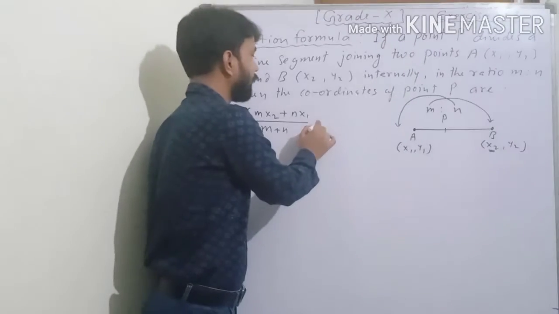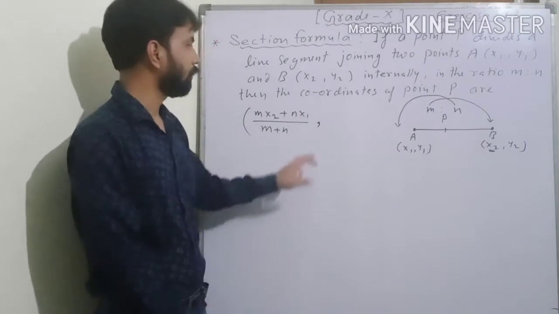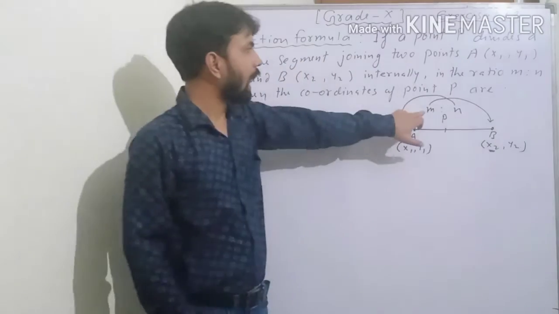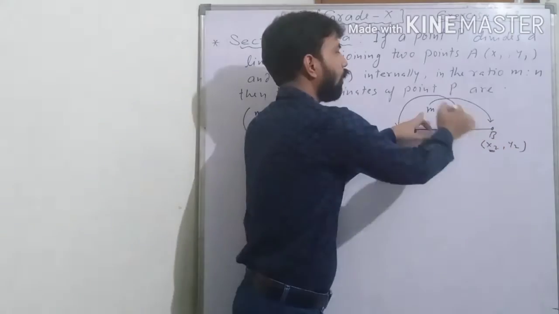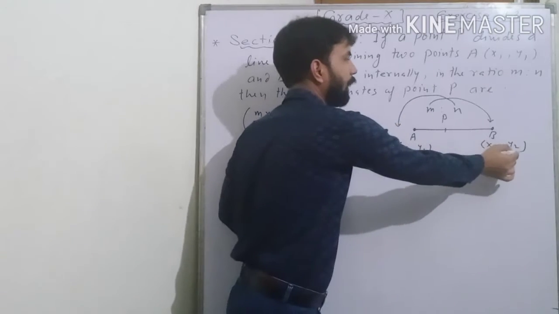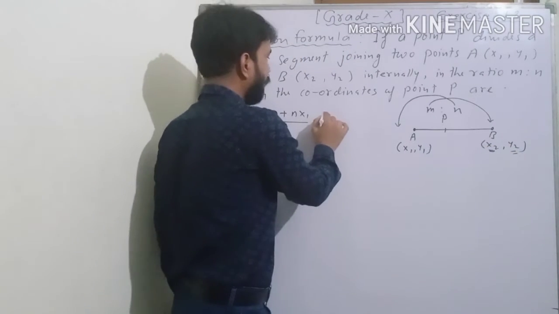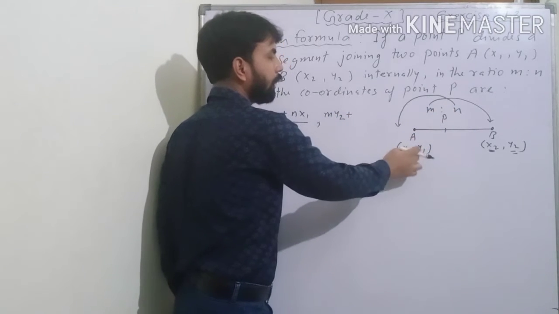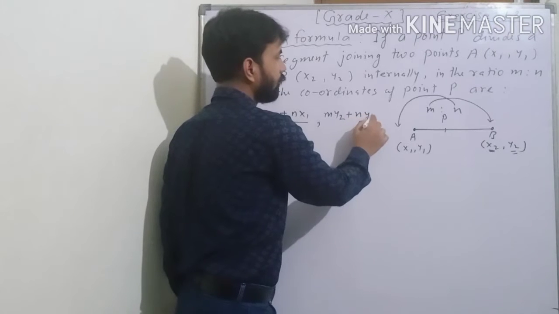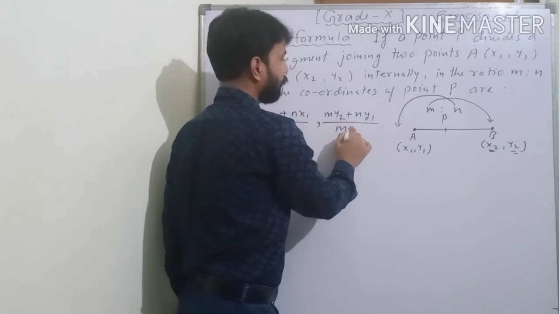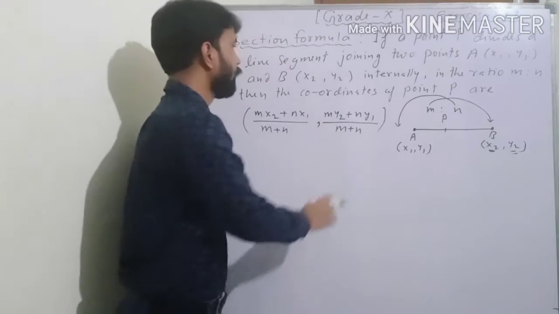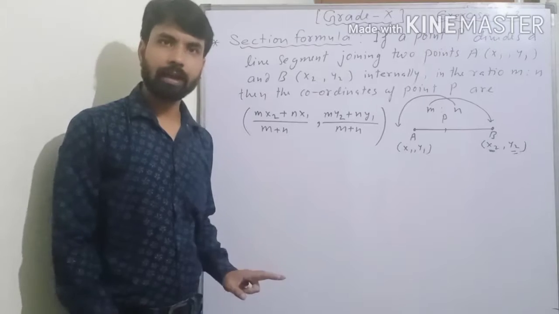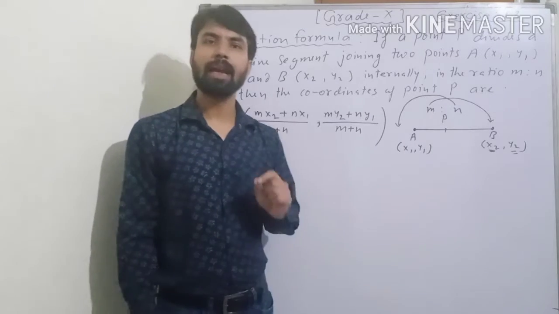Now we have to find the ordinate. So how can we find ordinate? We have to put here comma. Now again we will do the same process. M is multiplied by the ordinate of the second point, means m is multiplied by y2. So my2 plus n is multiplied by the ordinate of the first point, that is ny1, upon sum of ratio means m plus n. So these are the coordinates of point P. Understood? This formula is known as section formula.